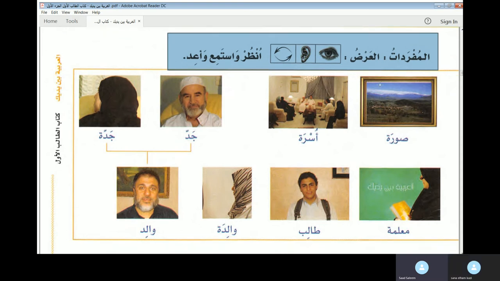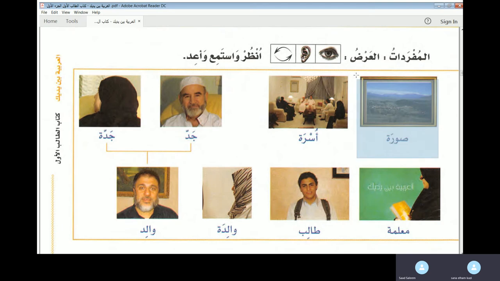Next. Al-Mufradat, al-ard. We said this yesterday, right? So one is dialogue, and the other one is vocabulary. Al-Mufradat means vocabulary. Vocabulary presentation. Unzur wastami'. Look and listen. Sura, suwara is picture.